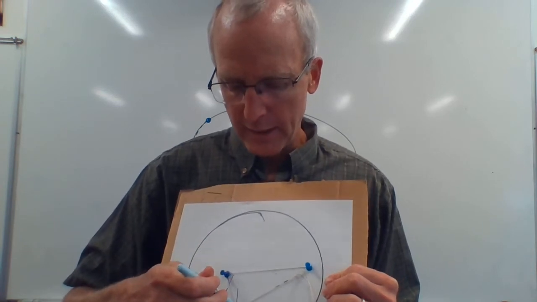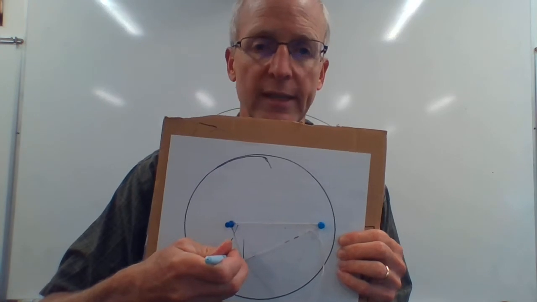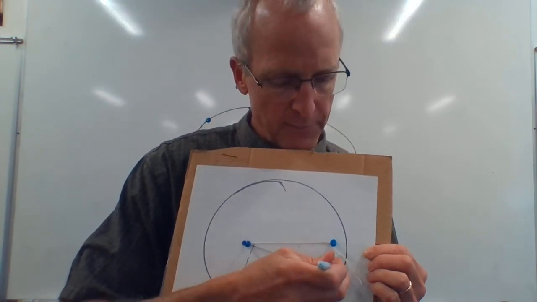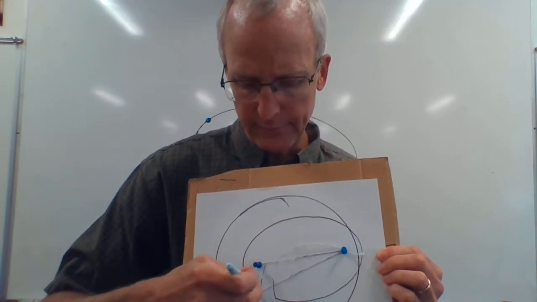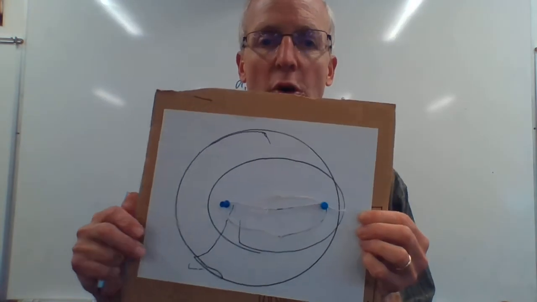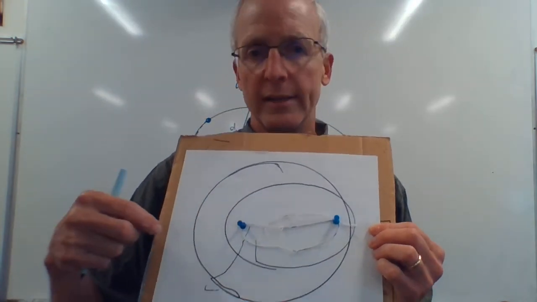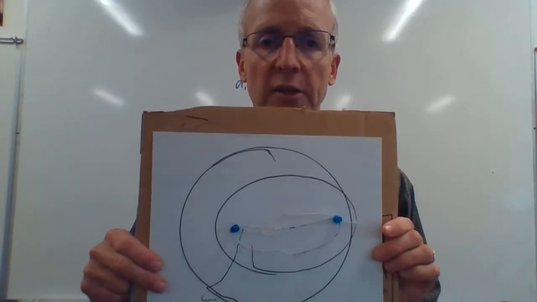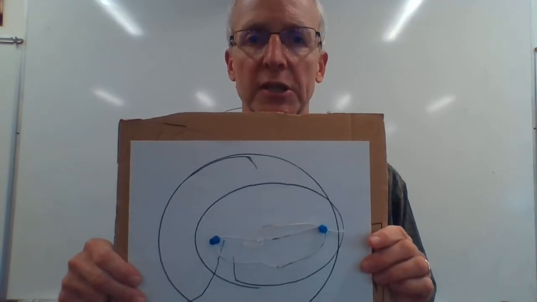I don't know why, but anyway, now I have the same loop of string, but different focus points. I put them further apart, and check out this ellipse. It's going to be long and skinny. See that? This is a more stretched out ellipse. The further away I put these points, the skinnier it's going to get, because the string doesn't have as much room to move. Makes sense.